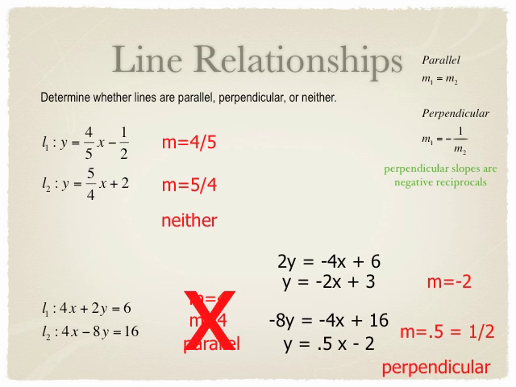I did not do an example of 2 lines being parallel. I did kind of a fake example there at the beginning. But if 2 slopes are equal, then they are parallel, of course. That one's easy.